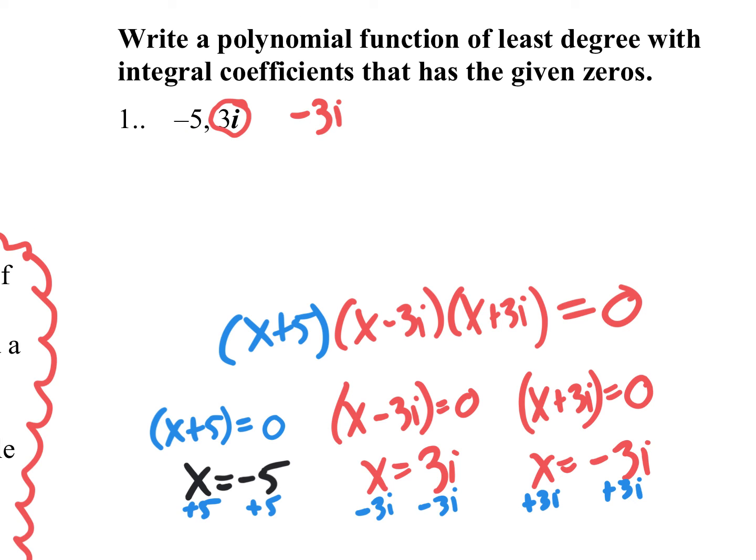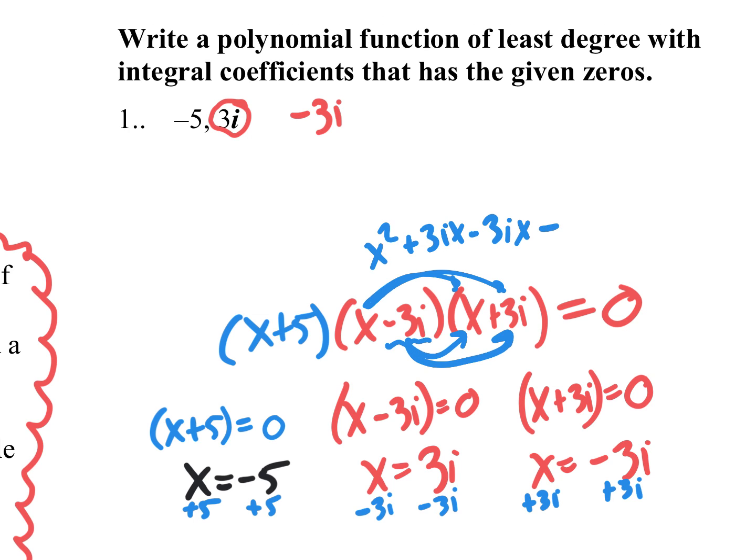So where should I start distributing? Should I start right here? x times negative 3i. I highly recommend to start by multiplying the conjugates together, because I hope you remember from semester 1, when you multiply those conjugates, the imaginary values disappear. It ends up being nice and beautiful. Check it out. What is x times x? It's x squared. What's x times 3i? It's positive 3i with an x. What's x times negative 3i? That's negative 3i with an x. What is negative 3i times positive 3i? Negative 3 times positive 3 is negative 9.